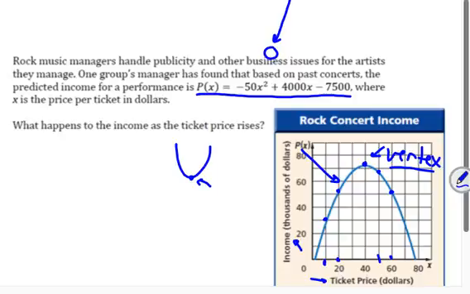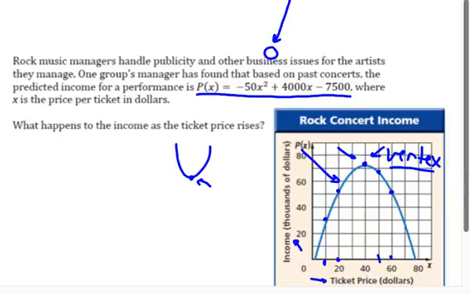The reason is fewer tickets are going to be sold because the price of the ticket is a little more expensive. Maybe people can't afford it or just don't want to pay that much for a ticket. So there is something to be said about finding that maximum price of a ticket. In this case, it would be $40.